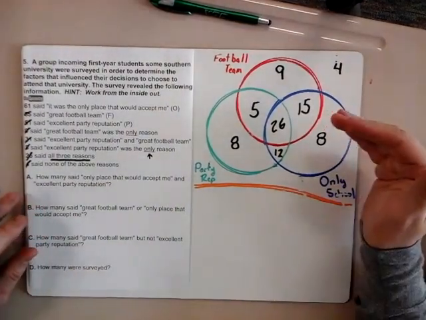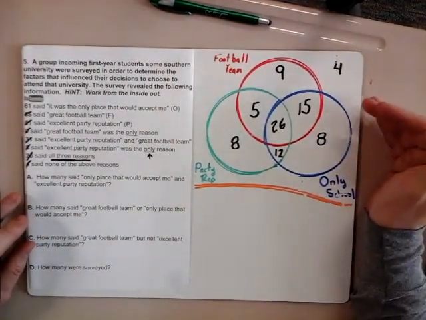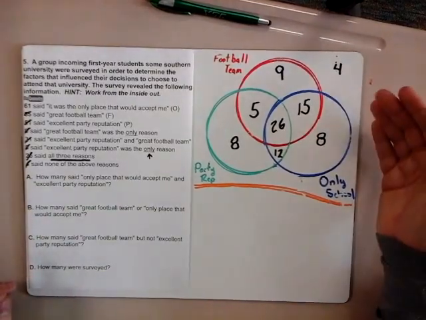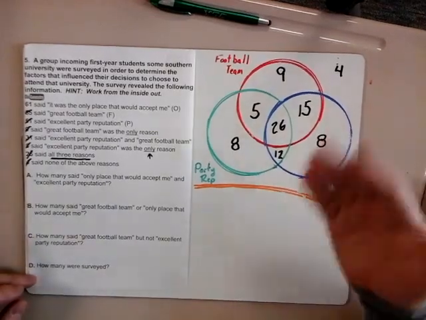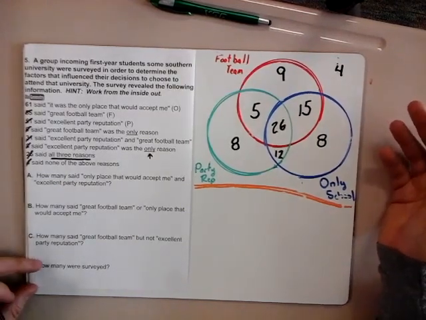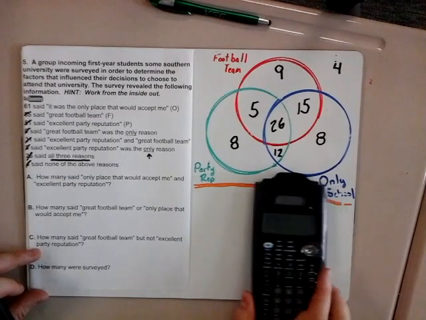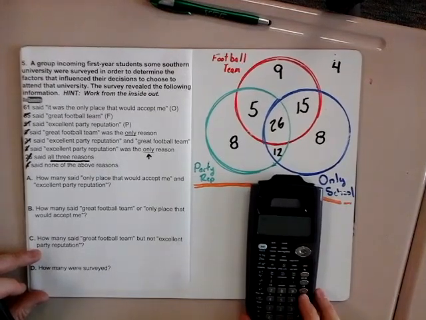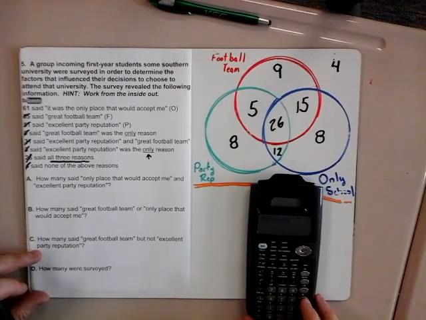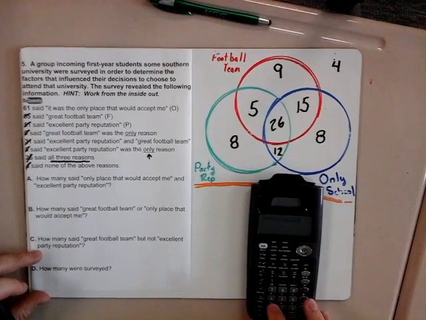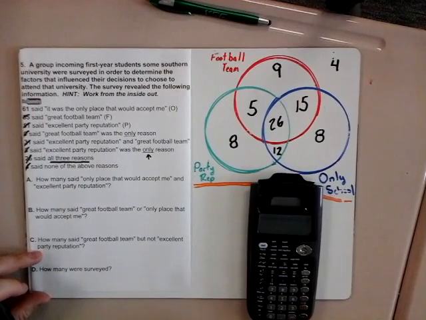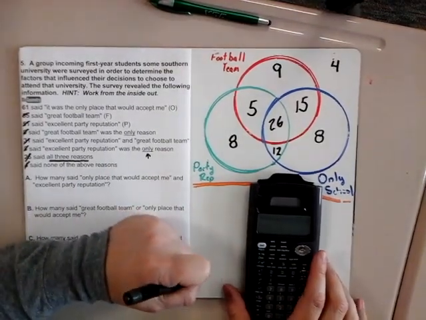Okay, now I have this all filled up. It's good to know the total, despite the fact that it's also asked here. Because if it asks for the probability, I need to know what the total is. Now, these particular questions don't ask about the probability, but they do ask how many were surveyed, so we're going to add those all up. So I got 9 plus 5 plus 26 plus 15 plus 8 plus 12 plus 8 again plus 4 out there. I got 87. So 87 is the total.